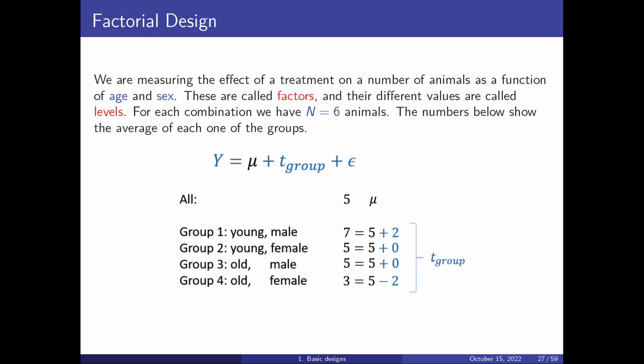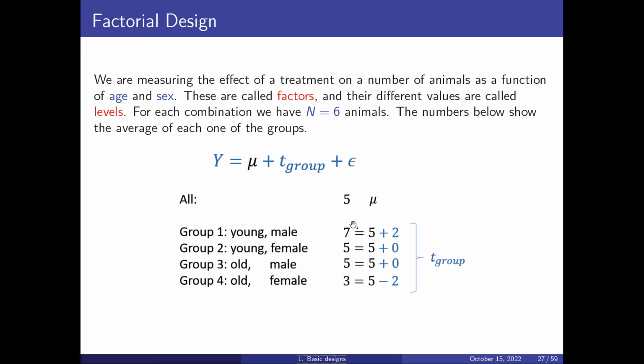Let's say that we are measuring the effect of a treatment on a number of animals as a function of age and sex. Age and sex are called factors, and the different values are called levels. So male, female, or young or old would be levels within the age and sex factors. For each combination, we have n equals 6 animals, so we have 4 groups. We have young males, young females, old females, well, all the possible combinations, and then these are the means of each one of the groups.